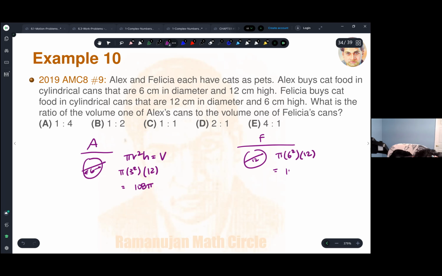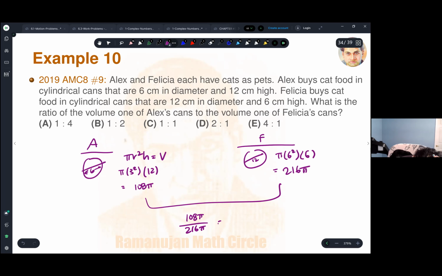That's gonna be, so 108 pi times, or sorry, this should be 6. So this would be times 2, right? Because, okay, yeah. Okay, so let's just write that. So 216 pi. So you're comparing the two, the ratio of the volume Alex's can to Felicia's can.